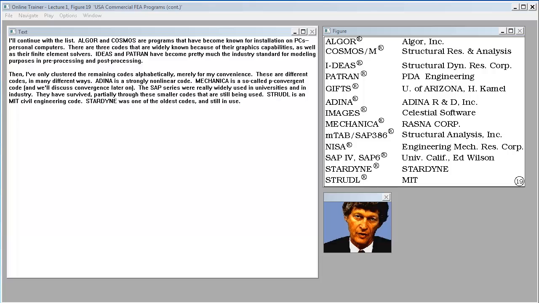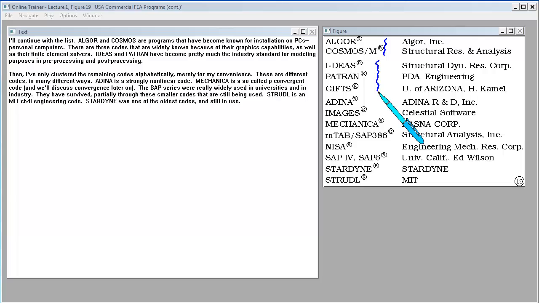I'll continue with the list. Algor and Cosmos are programs that have become known for installation on PCs, personal computers. There are 3 codes that are widely known because of their graphics capabilities as well as their finite element solvers. Ideas and Patran have become pretty much the industry standard for modeling purposes in pre-processing and post-processing.